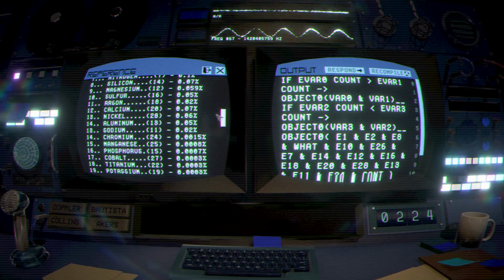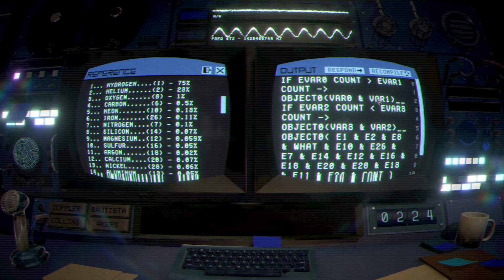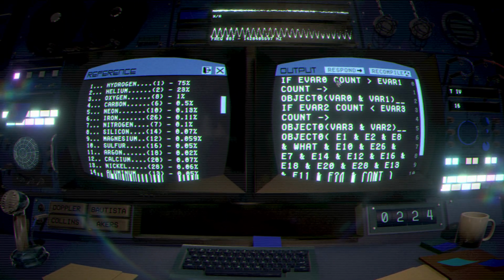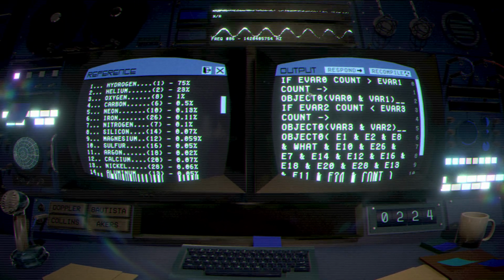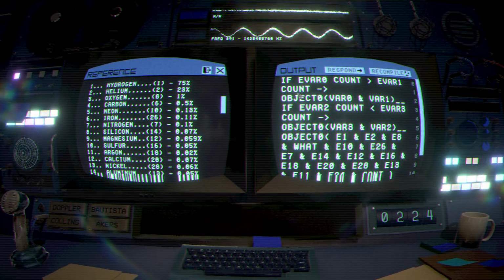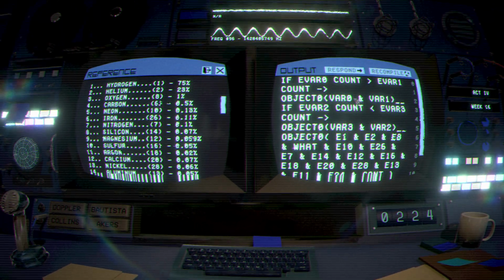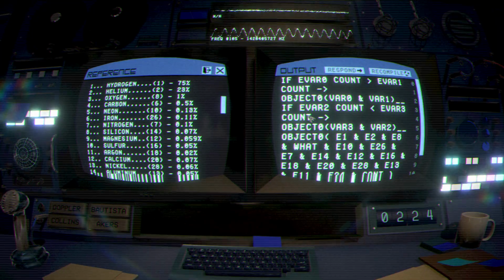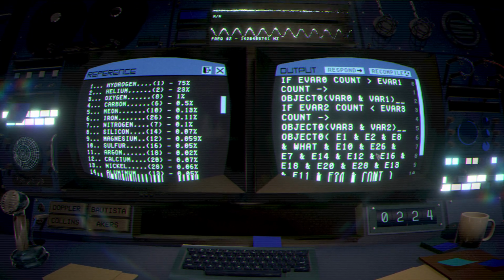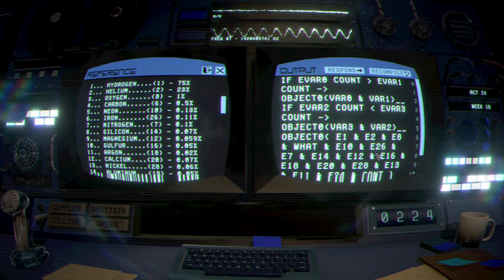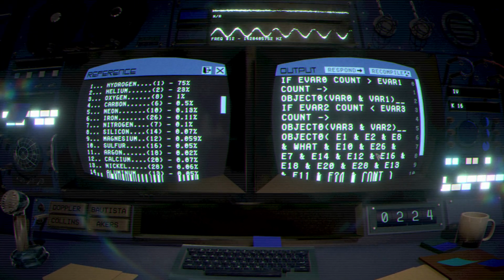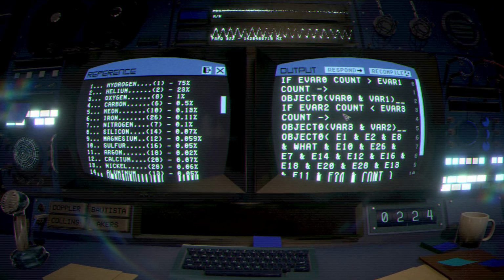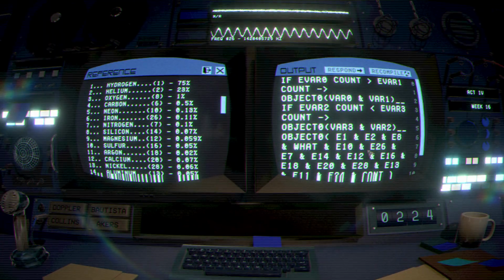Try and comprehend what they're saying. If the count of an element is higher than the count of another element, then the group has both. And if element 2 is less than element 3, then... Oh, so they're saying you rank it within the object. I understand what they're saying. Rank it within the object.